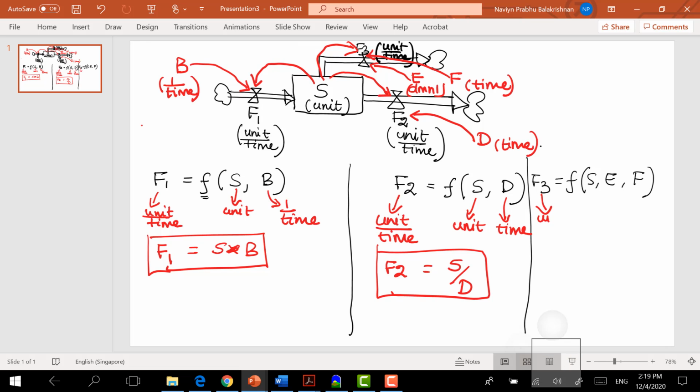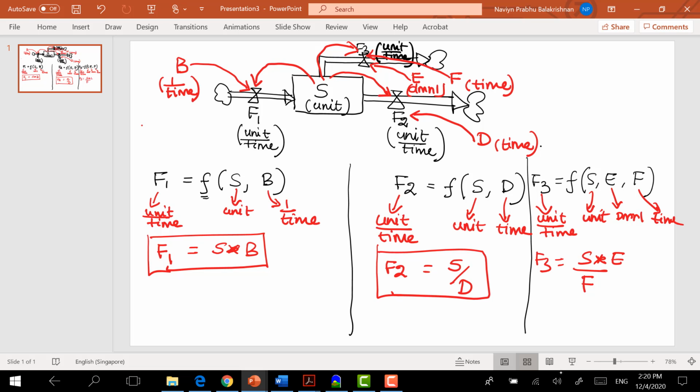F3 is unit over time. S is unit, E is dimensionless, it could be a fraction, and F is time. So I need unit over time. If I need unit over time, F should come in the denominator. So F3 will be S over F, and I said E is a fraction and it is dimensionless, so it is multiplied. So this will give me the equation.